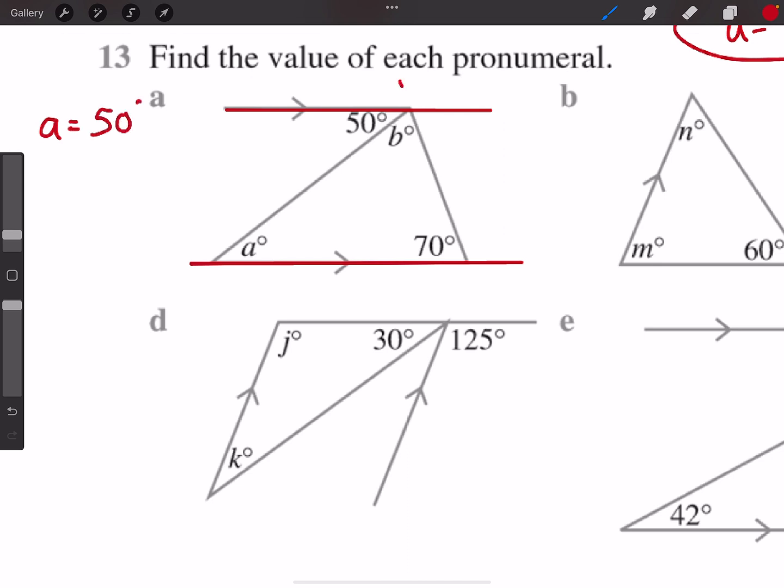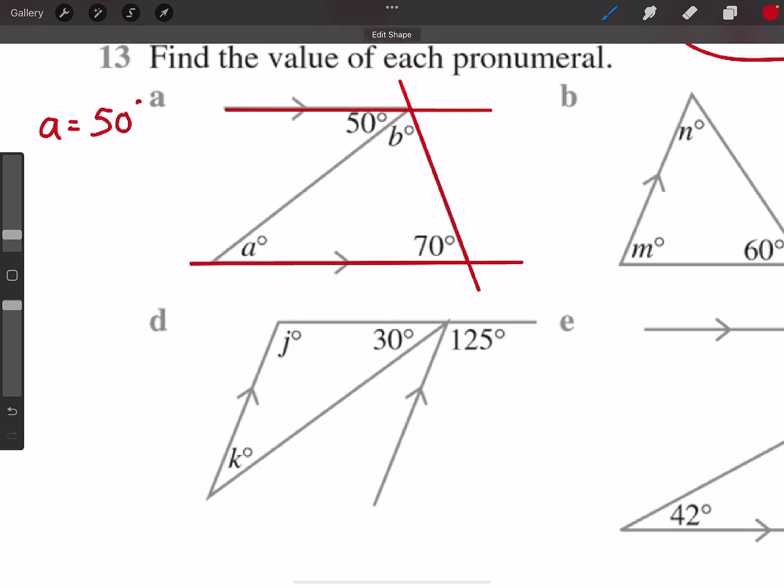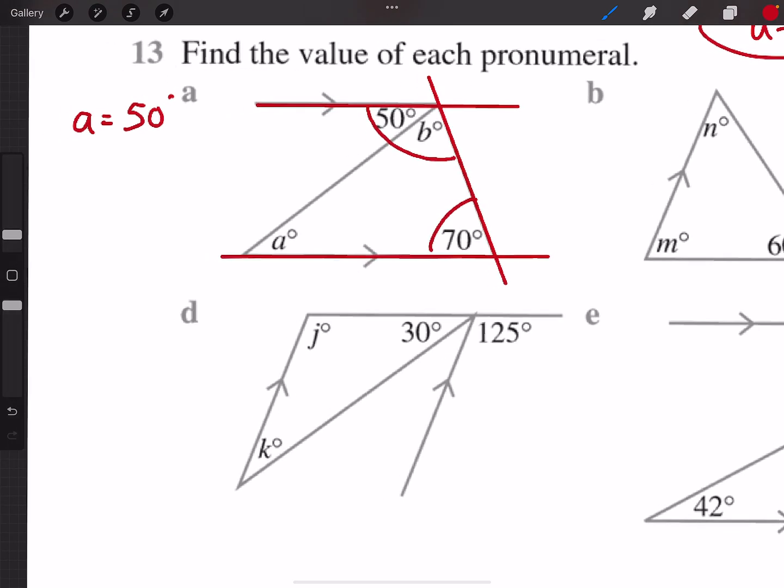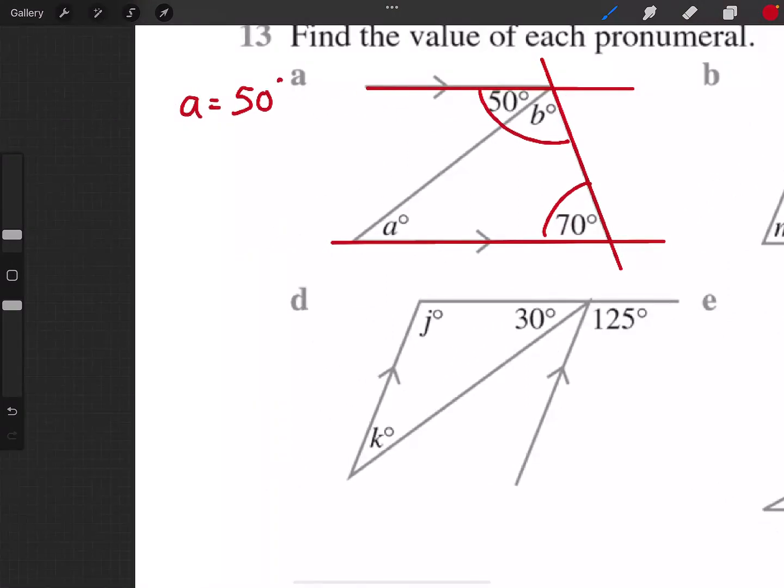Now we have another transversal line that's crossing these two parallel lines. Now, this is an obtuse angle and this is an acute angle. And what do we know about obtuse angles and acute angles? They have to add up to 180 degrees. Okay, so we know that. Oh, actually, I'll do it a different way. Let's just do it this way.